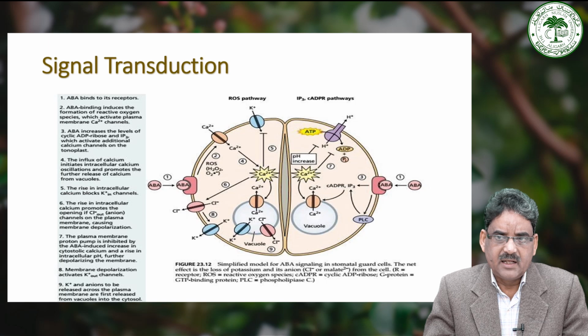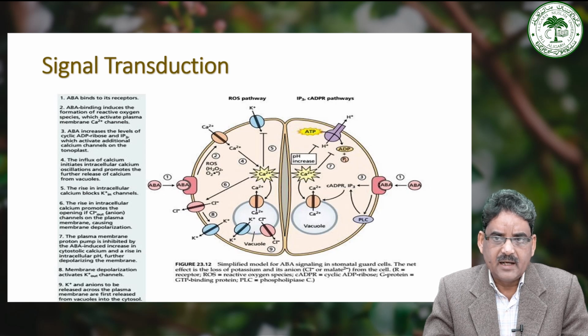In a plant cell, a significant portion of both anions and potassium ions is stored in the vacuoles. These ions are released into the cytosol through calcium activated channels and anion release transporters located in the tonoplast. The outward flow of ions leads to a reduction in turgor pressure within guard cells, ultimately causing the closure of stomata, as you can see in the figure.